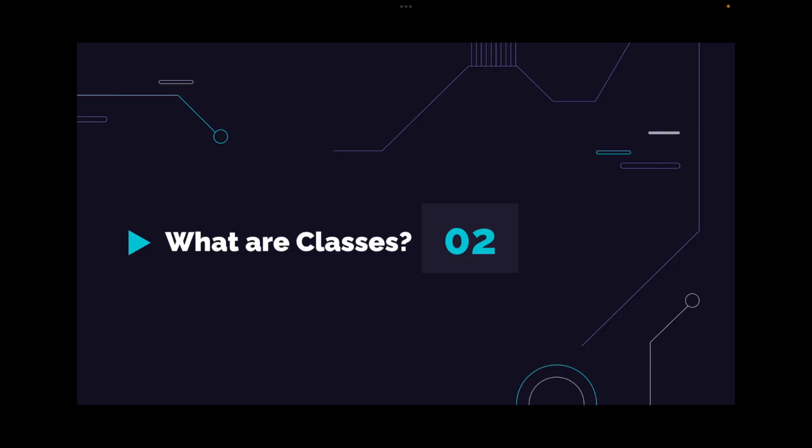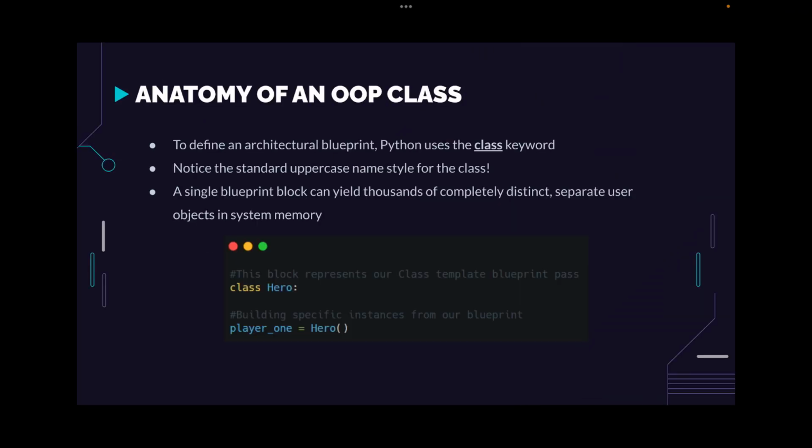So what are classes? Classes are the foundation of object-oriented programming, and they are essentially groups of objects. All objects in a class follow the same architectural blueprint, which is defined in the class as the constructor of the class. Python uses the class keyword to define a class. So notice the standard uppercase name style for the class.